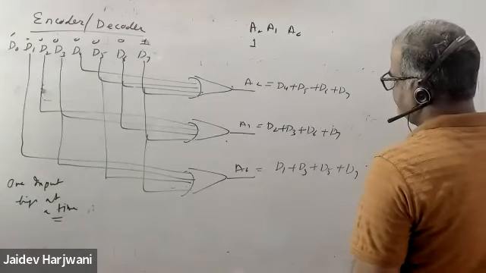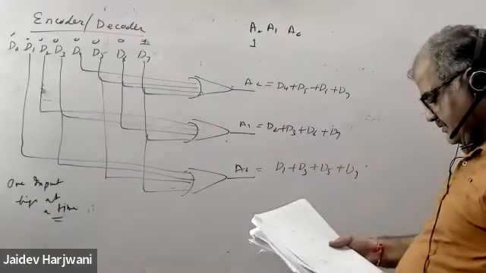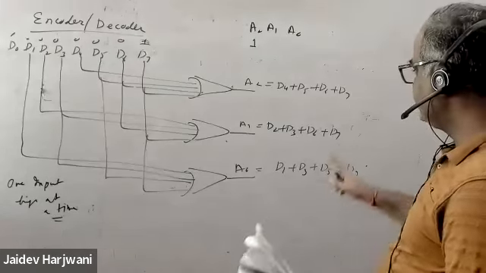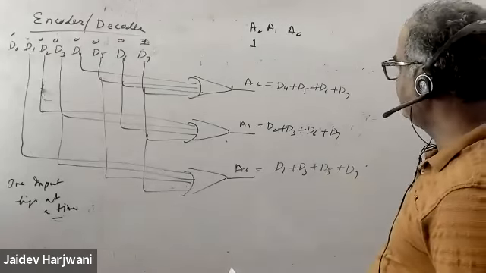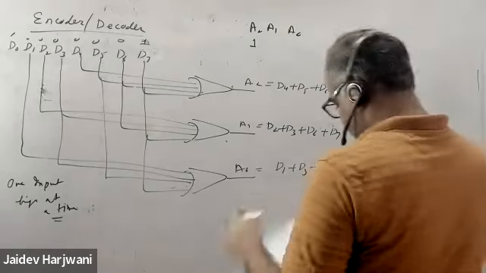It is correct. Here D7 is there. Check it. Is D7 present in A1 also? Yes, sir. It is present. Okay. So just 1 minute.